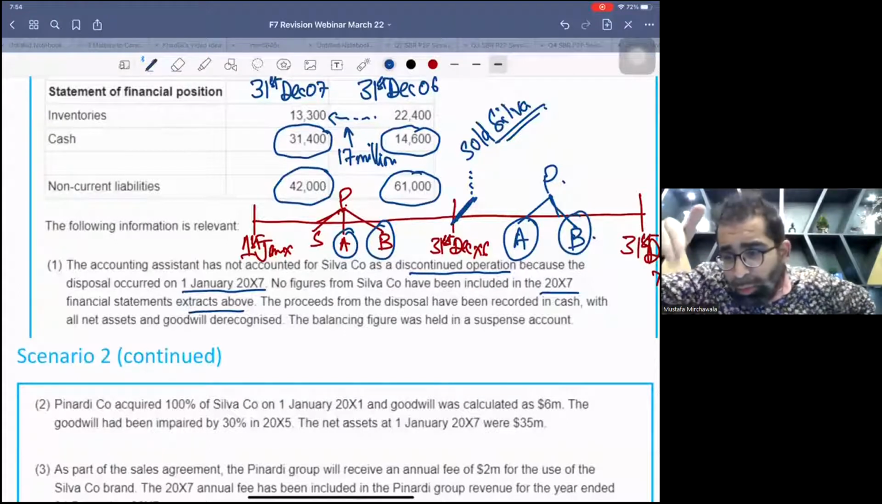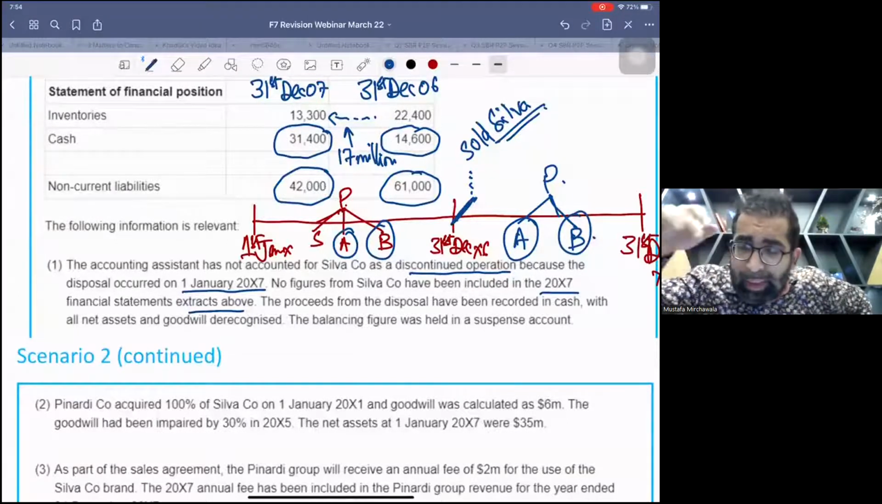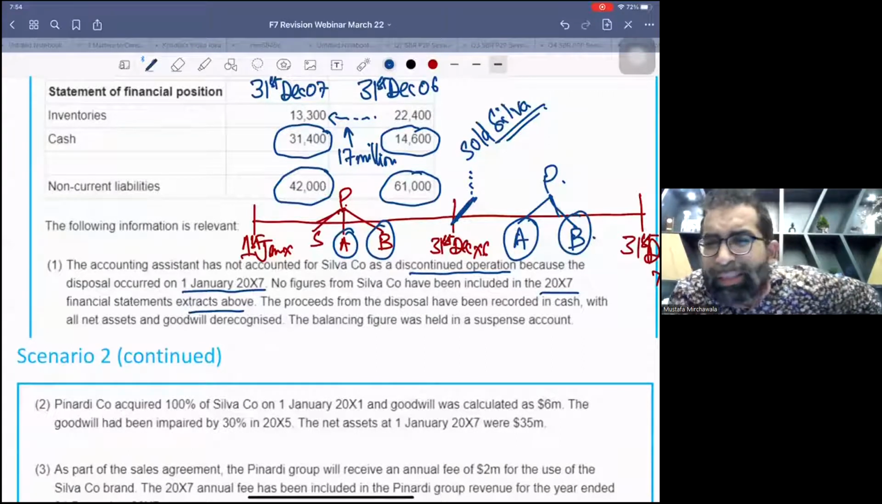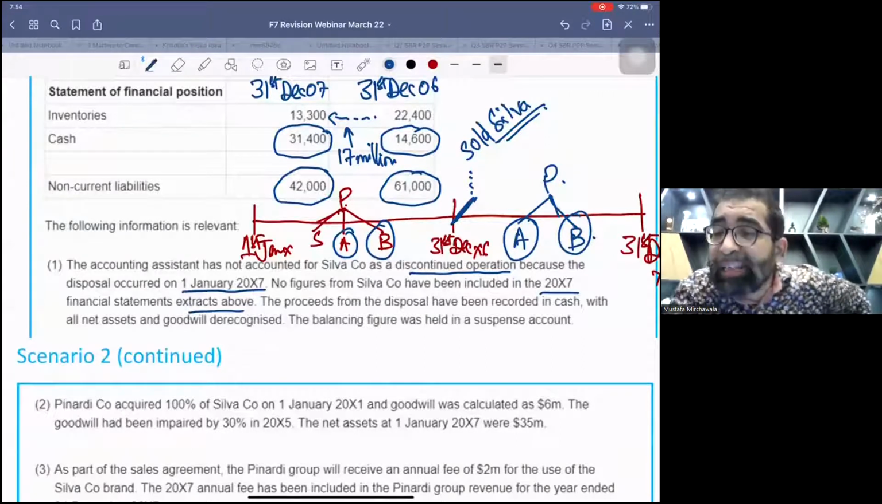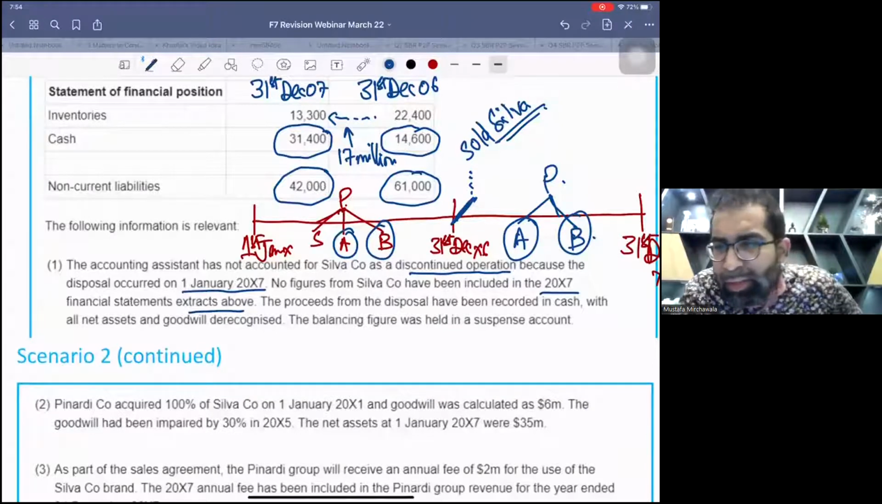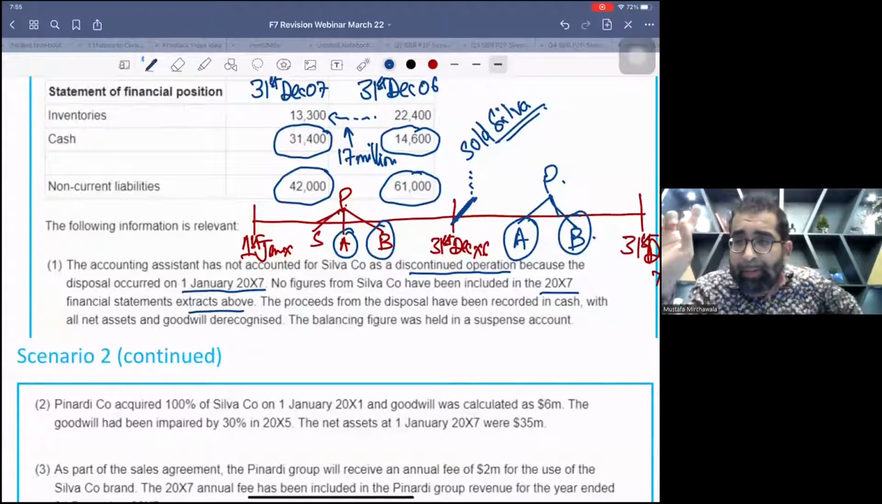So there was no related income. There will be no income, no sales, no cost of sales, no gross profit, no other expenses related to this Silva. So that's why there is nothing to report about Silva, and that's why we didn't do discontinued operation accounting.